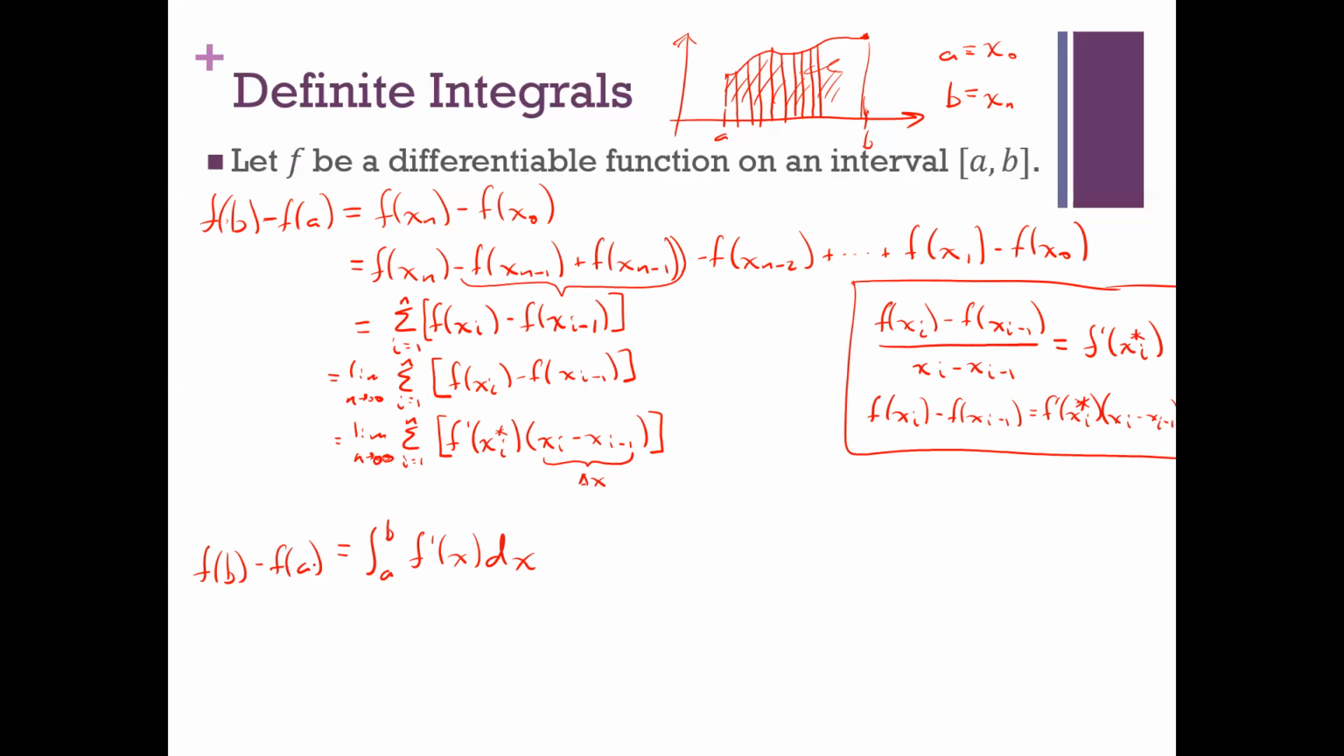I'll stop here to ask a couple of questions. First of all, anybody need me to unpack anything as far as any of the manipulations? Top line and bottom line. And how is the function now related to this inside the interval?